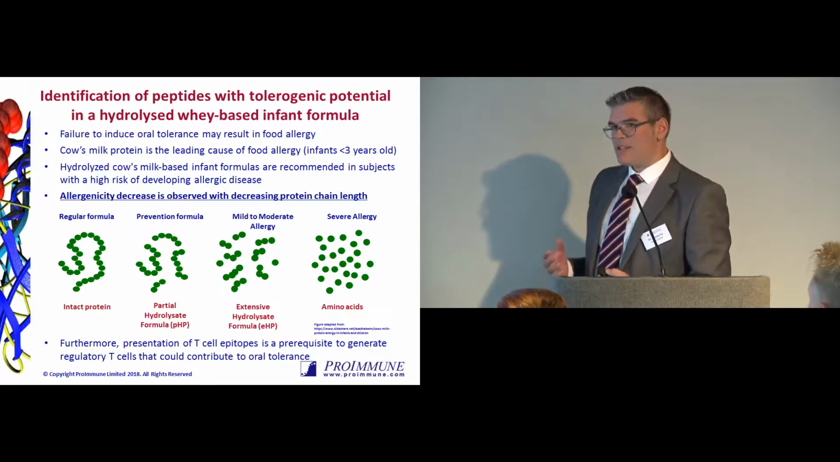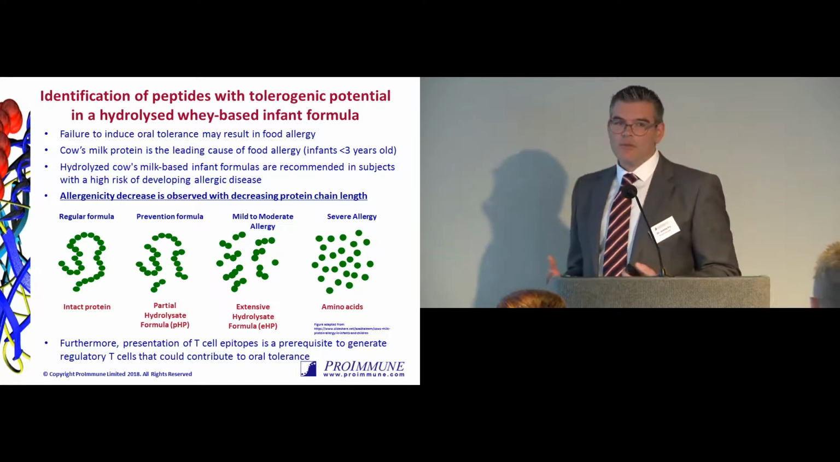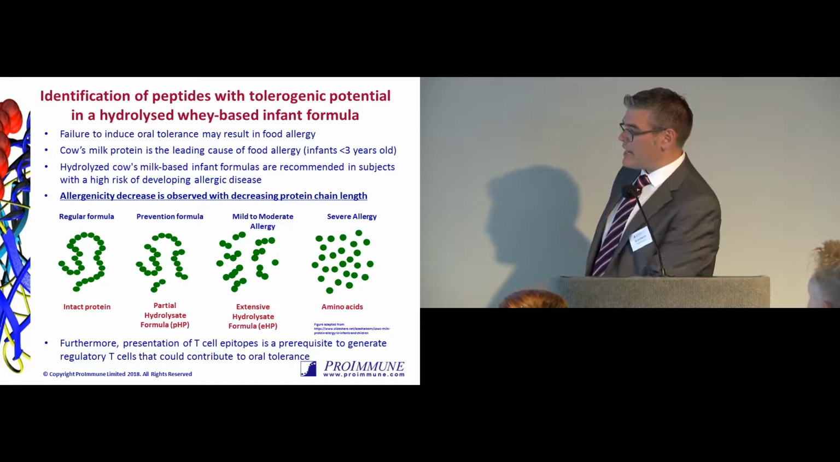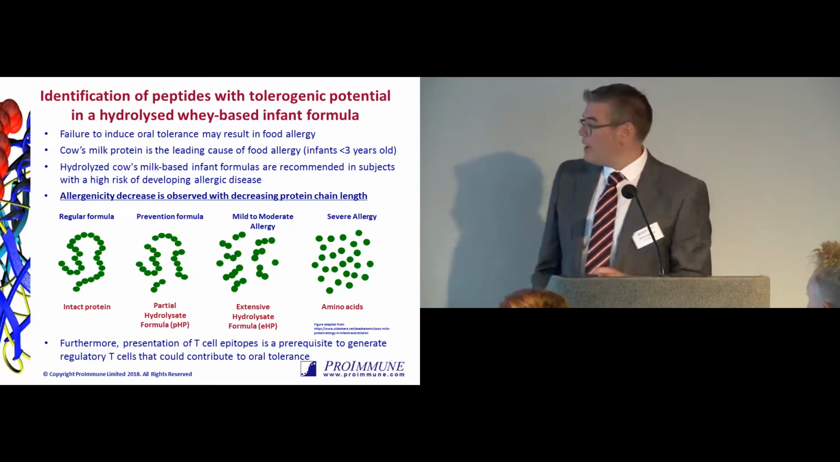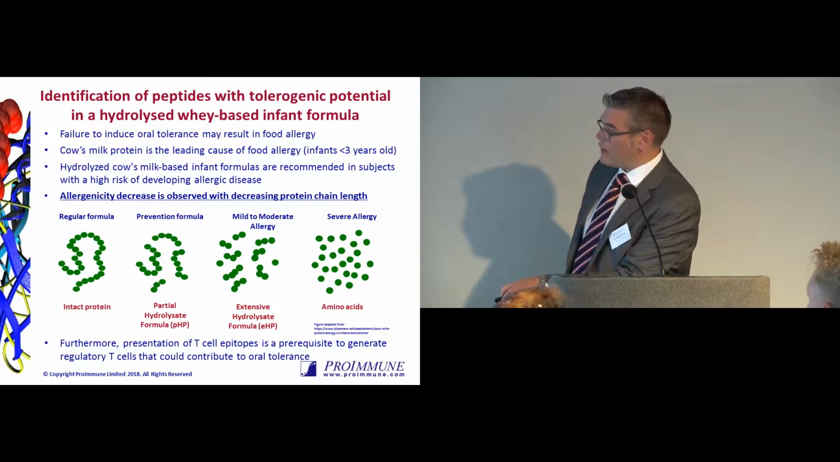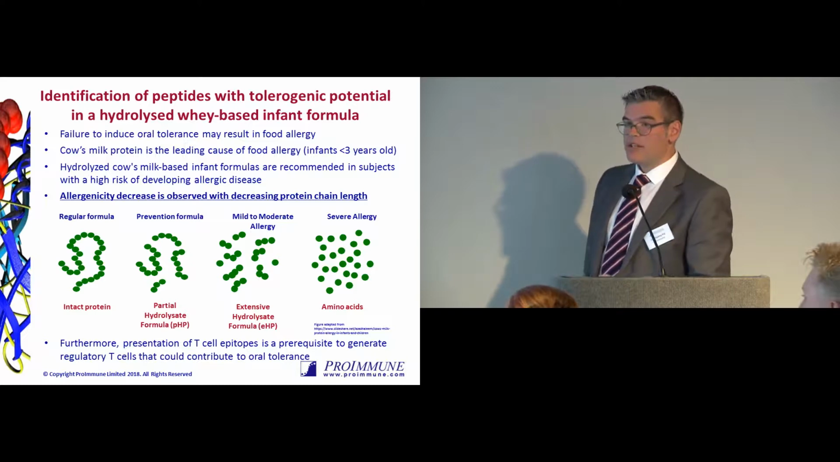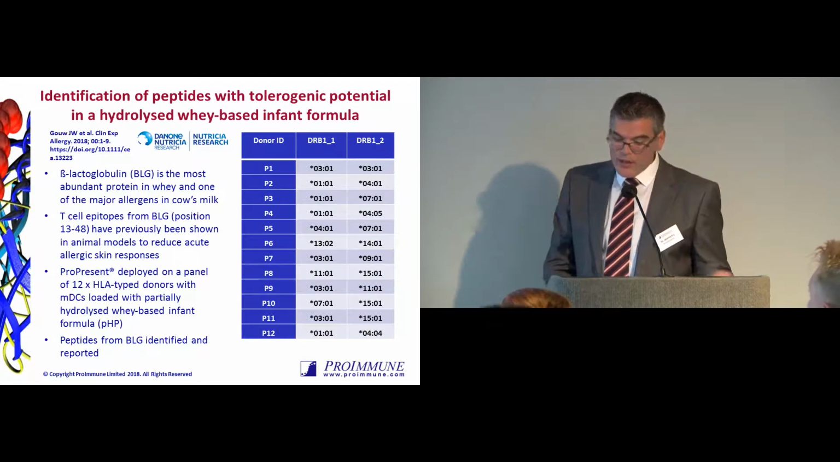Now, the key thing as well is that obviously we're thinking about just peptide fragments that might be inducing an unwanted immune response. But actually, the flip side is true that presentation of T-cell epitopes is also a prerequisite to inducing that tolerance. So identification of peptides that are actually being presented from this milk protein is really important in the generation of Tregs. And that's something which has been known for quite a while.